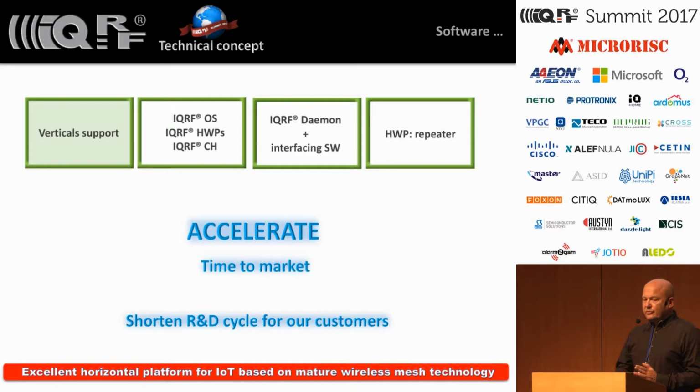Why we are focusing to software? Software was in the past, and it will be more and more, the biggest break in the whole R&D cycle. So, because we would like to accelerate time to the market, we should shorten time to the market, we should shorten development of software. That's the reason why we focus to that.